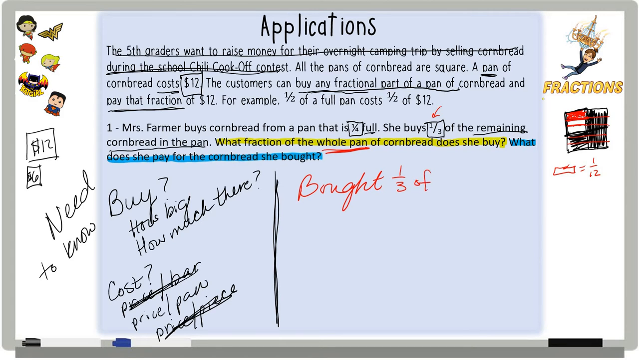1/3 of 1/4 of the pan. And we know that "of" tells us that we're going to multiply. And then if you look at the picture, that's what's happening here. The picture is showing us what's happening. And we know that she bought 1/12 of the pan.